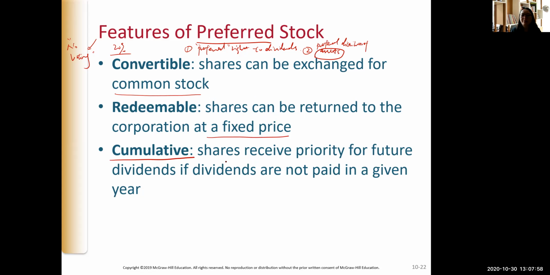In other words, once you declare a dividend and don't pay it to the preferred stockholders, that declared dividend can be treated as a liability. It accumulates until the day that you really pay the dividend. So in other words, shares receive priority for future dividends if dividends are not paid in a given year.